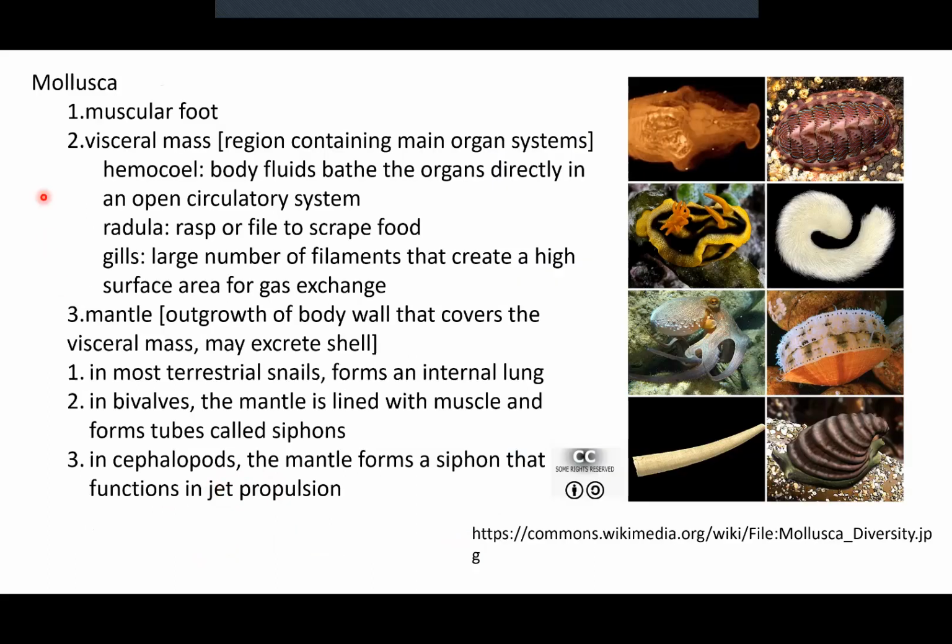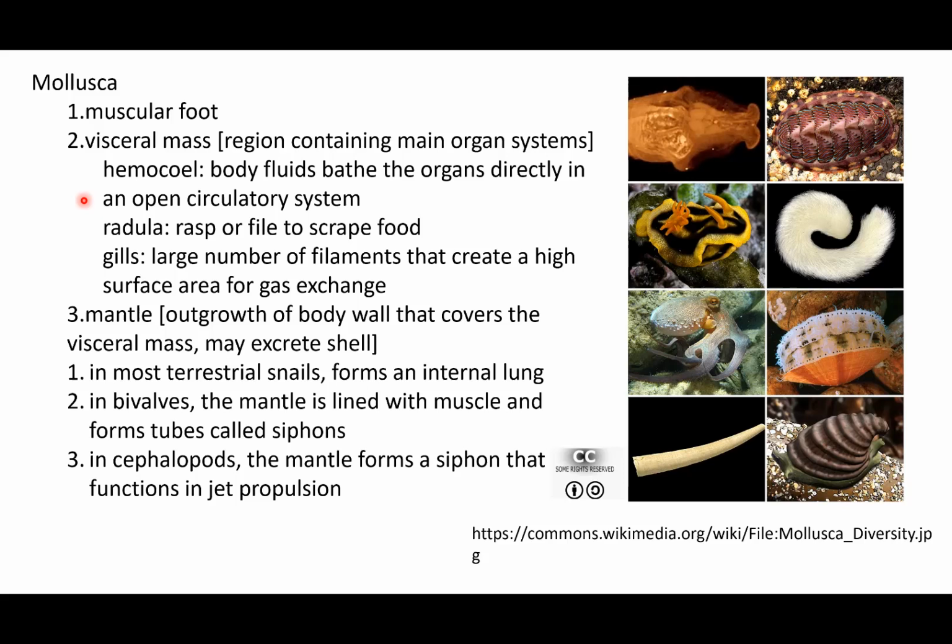Next are the mollusks. So they have a foot, they have a visceral mass, which is where their main organ systems can be located. Mollusks may have a hemocoel, which is an open circulatory system where body fluids bathe organs directly, compared to a closed circulatory system with blood vessels.